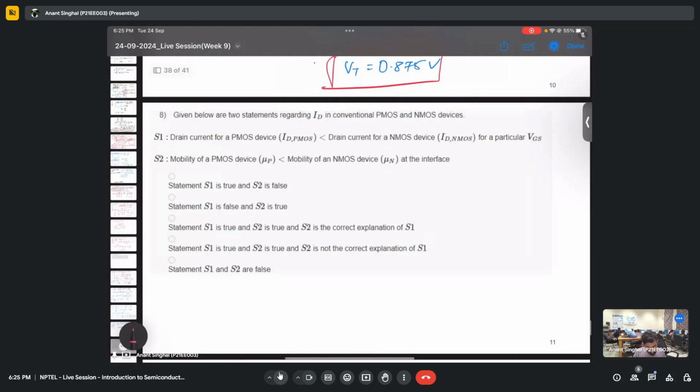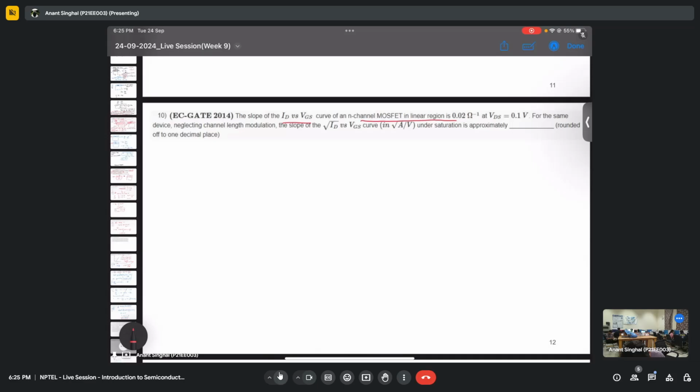Let's take numerical first because this is a good question. This is a great question. So it is saying that the slope of the ID-VG curve of an NMOS MOSFET is given as dID/dVG equals 0.02 at VDS equals 0.1 volt. For the same device, neglecting the channel length modulation, so this we will cover in the next lecture, which is one of the short channel effects, the slope of the under root ID versus VGS under saturation is approximately what?